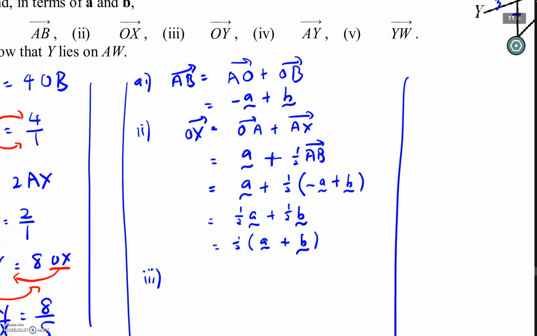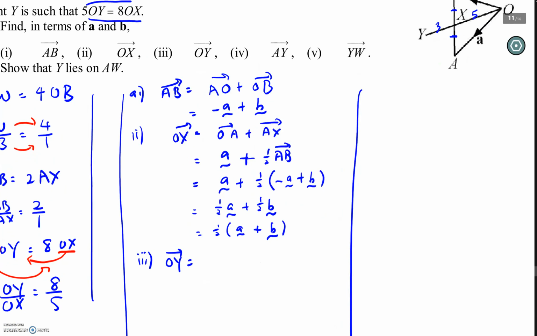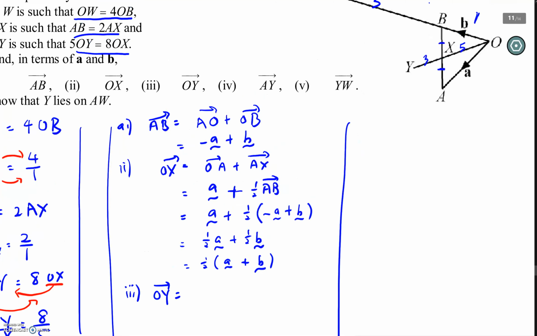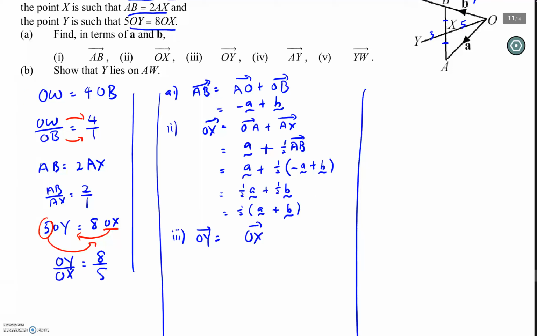Okay, part 3. What is OY? OY equals to what? Now, OY is an extension. Tell me, OY is how many times of OX? Can you help me? Now tell me, OY is how many times of OX? 8 over 5. 8 over 5 is here, right? OY is 8 over 5 of OX. You bring the 5 over. So do you see 8 over 5?